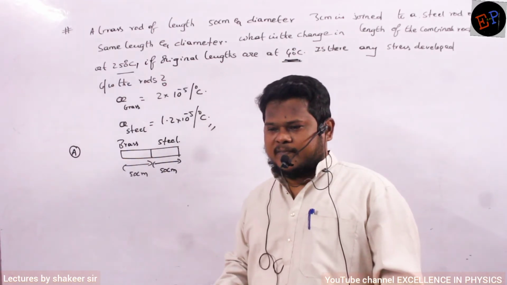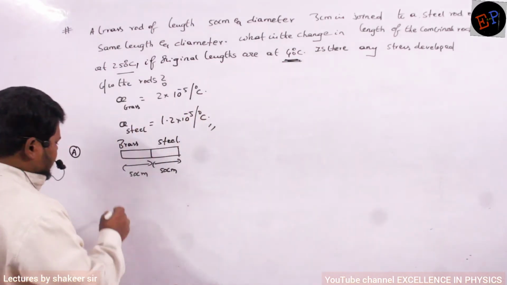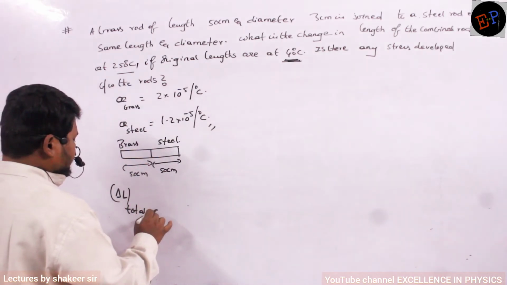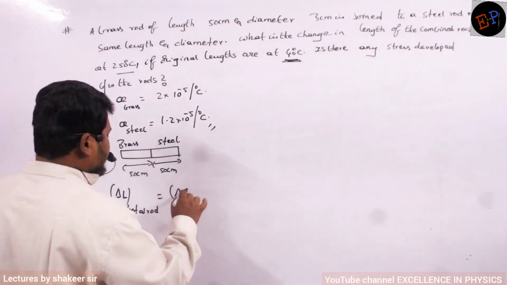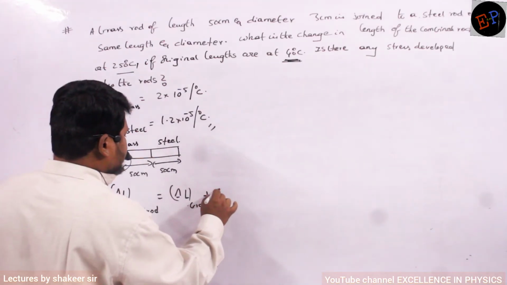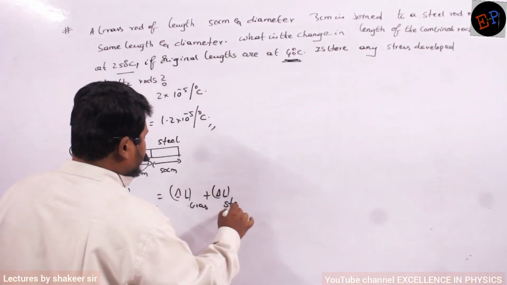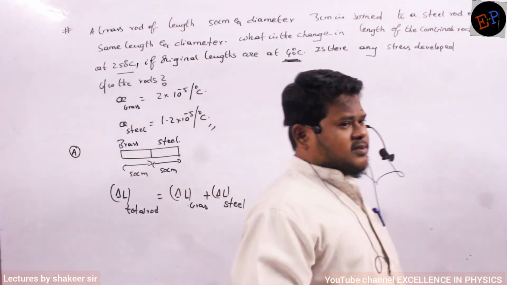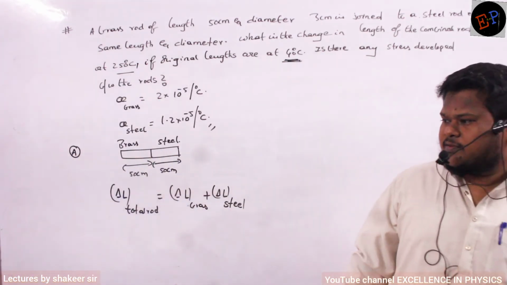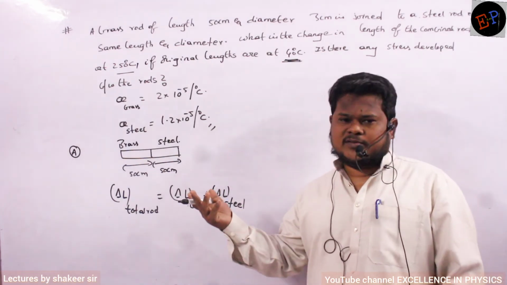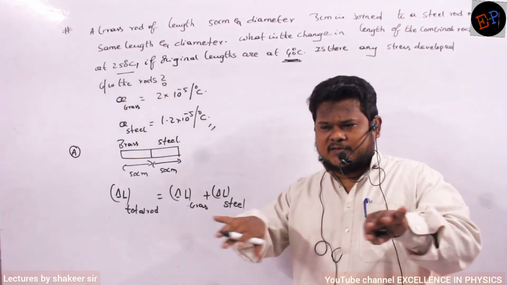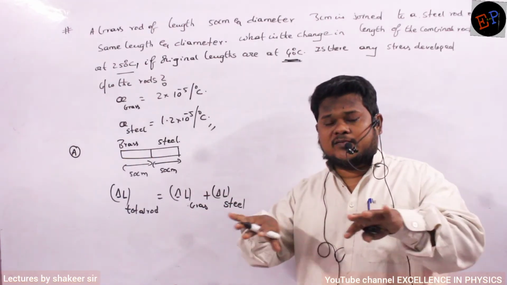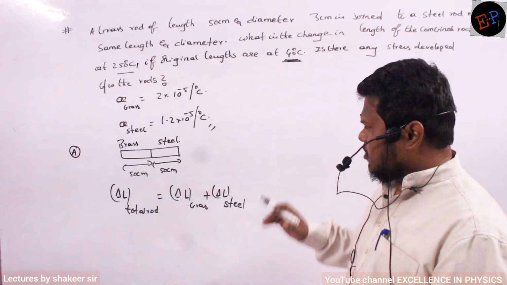How can I calculate? Very simple. Change in length of the total rod: I can write the change in length in the case of the brass rod plus the change in length in the case of the steel rod. The temperature of both the rods is changing, so both will expand, and they will expand towards the outside. They will not expand towards the inside. So the length of both rods will increase.